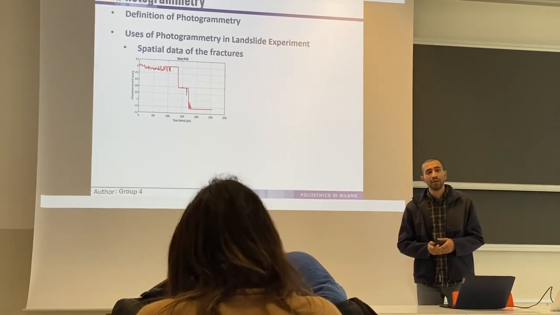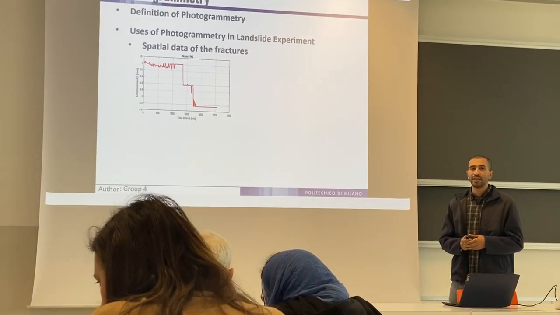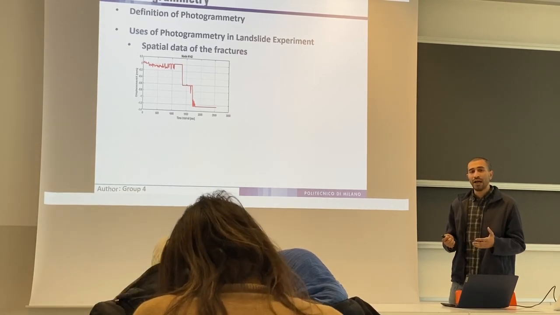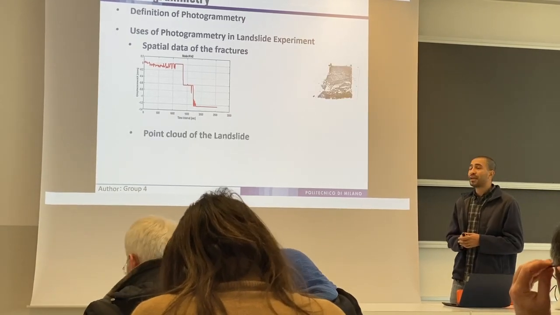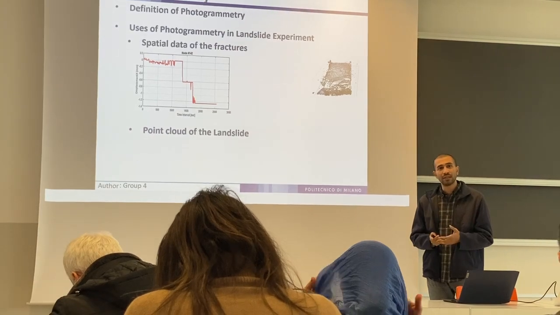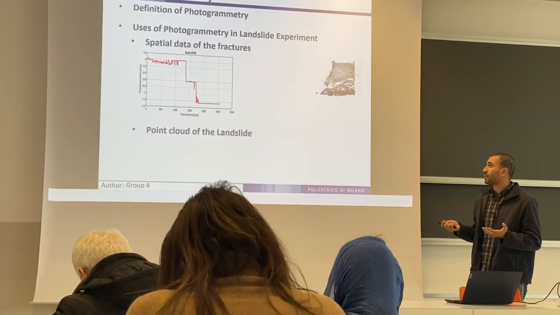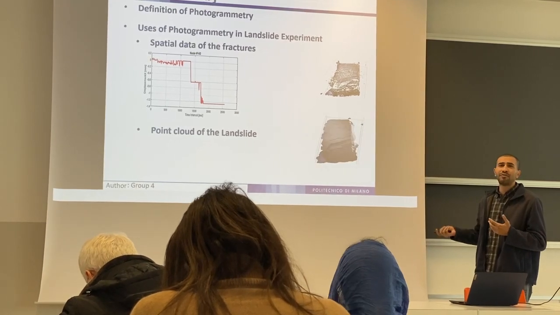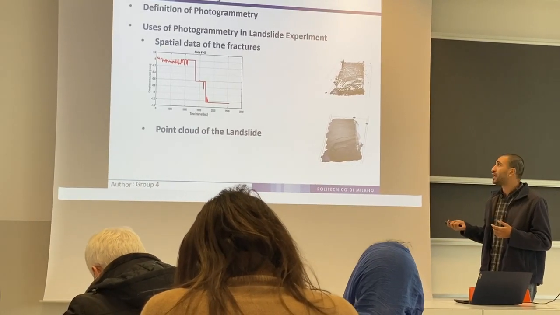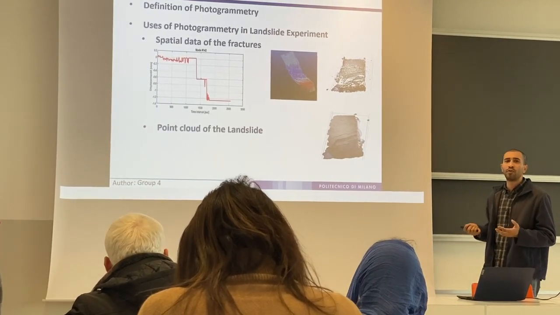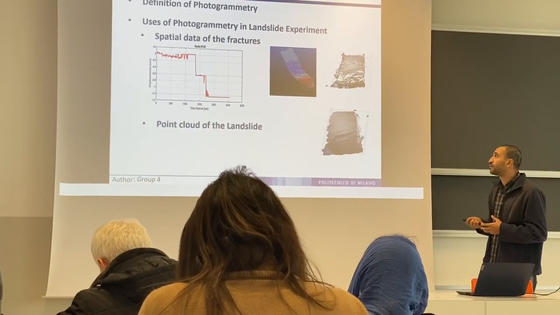We used photogrammetry for two main purposes. The first is spatial data of the fractures to get their placement and the velocity of different cracks that happen. And the second one is to have a point cloud of the landslide. Once we have the point cloud, which in our case is a dense point cloud, we can have different relationships like a 3D image. We can also compute distance differences to get the volumetric change.